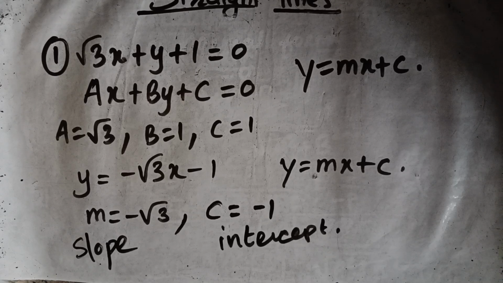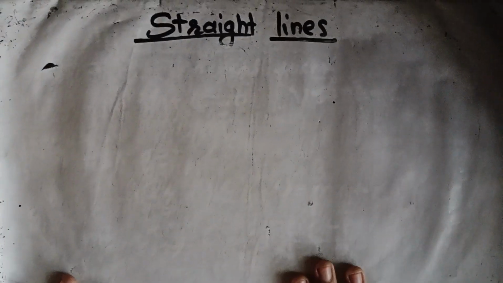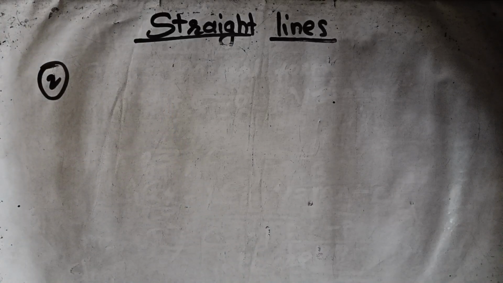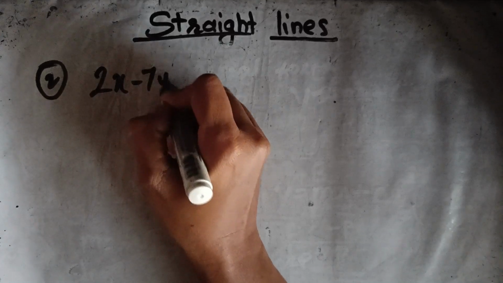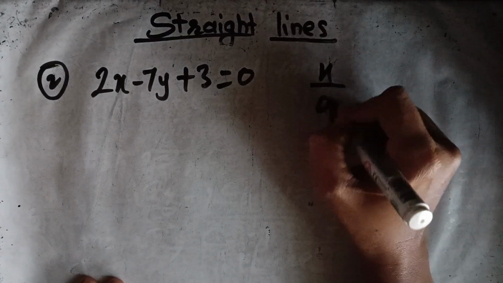Okay, so this is pretty easy. Second equation: reduce the following equation into intercept form and find the intercepts on the x-axis. So you have to reduce it to intercept form. The equation is given as 7y plus 3 equal to 0. So this form you have to reduce.